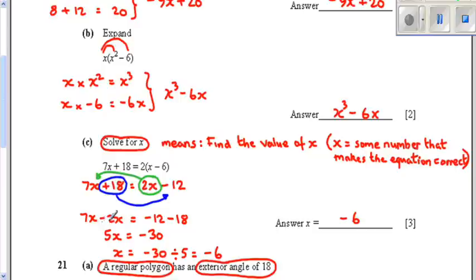So let's collect together. We've got 7x, take away 2x, that is 5x. And we've got minus 12 minus 18. If you're not sure about that, key it into your calculator. You should get minus 30. So now we know that 5x equals minus 30. But we want to know what 1x is, so we're going to divide by 5. Minus 30, divided by 5, is minus 6. So the answer is minus 6.